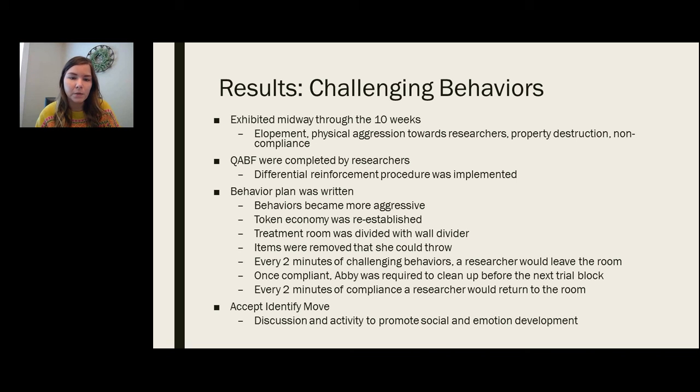And the reason that we would leave the room and come back was because according to our QABF, we thought her behavior was mostly attention maintained. So we decided to obviously work with that.